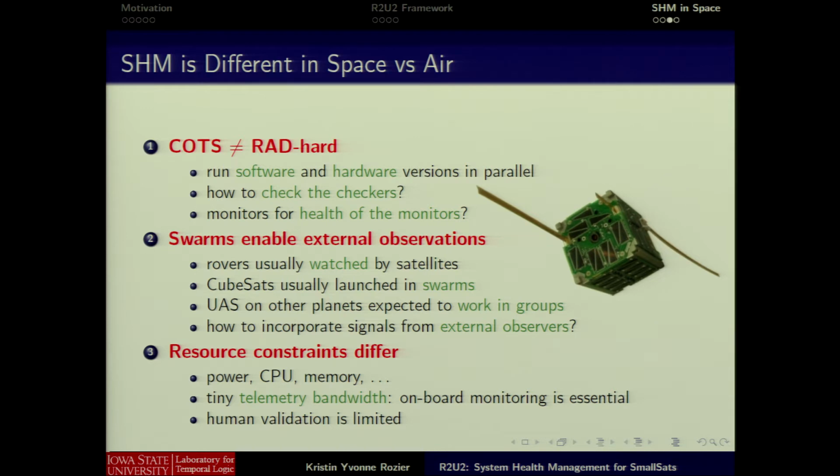We also have to face differences in resource constraints. So this has also been covered in many talks, that there are differences between on Earth and things that we might launch in terms of power or the amount of CPU cycles available to us, memory, these sorts of things. Certainly telemetry bandwidth. We have to look at what kinds of things we need to make sure to have the capacity to be able to analyze on board.